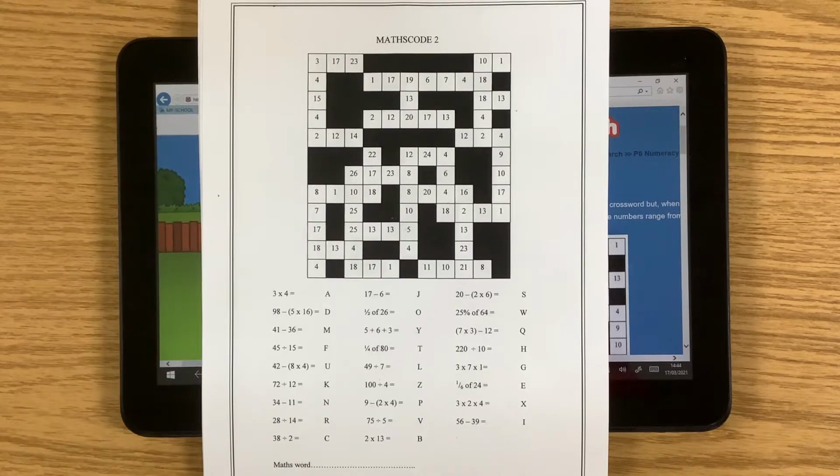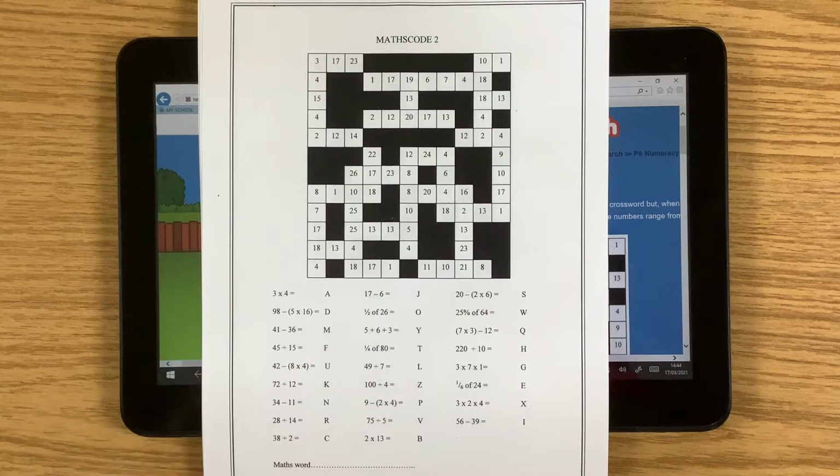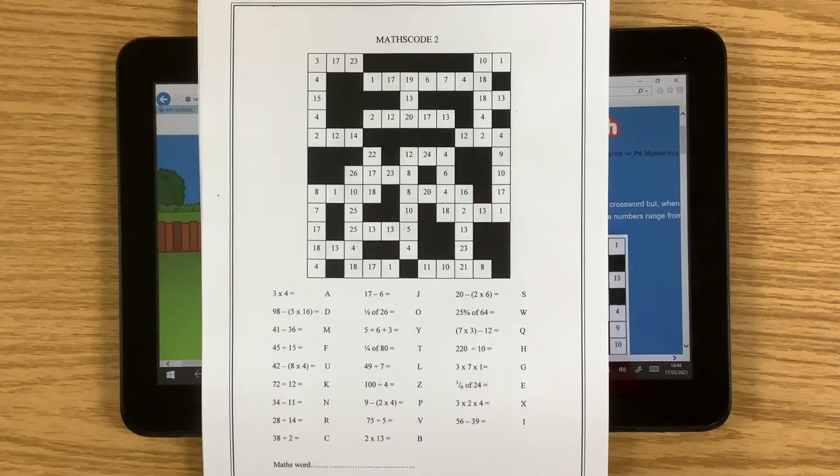To warm up today, why don't you get underway with one of our maths code challenges. There are 2 levels to choose from, and don't forget what you have to do is solve the clues at the bottom of the page, and as you solve them, take your answer and swap that answer for a letter of the alphabet.